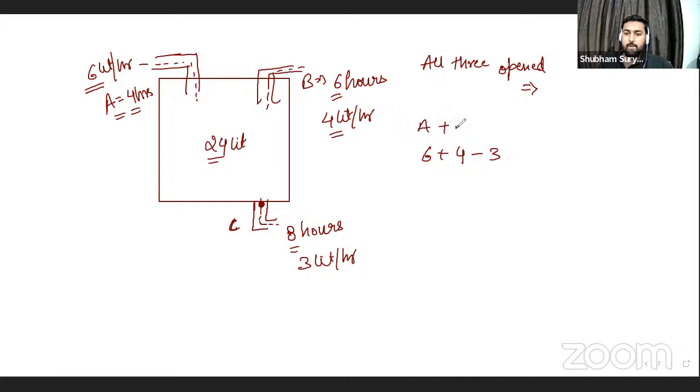So A, B and C together, A and B are contributing towards filling, whereas C is contributing towards emptying the tank. So 6 plus 4 minus 3, which is going to be equal to how much? 7 liters an hour. Okay. So every hour, 7 liters is being filled.